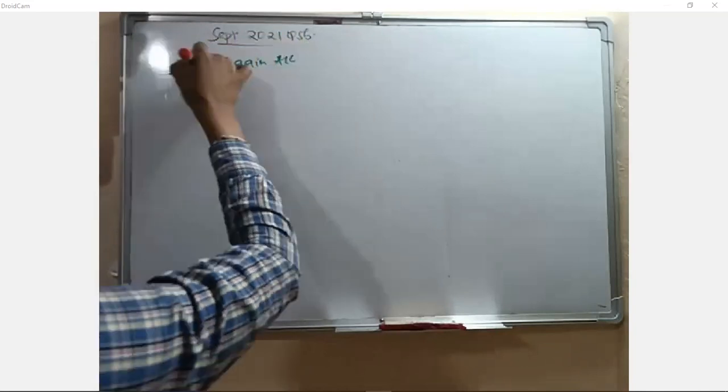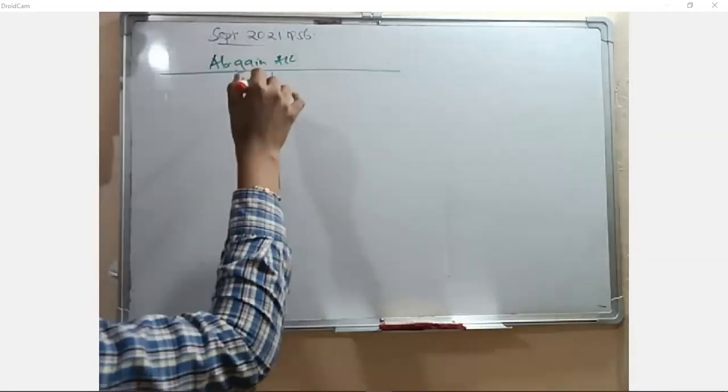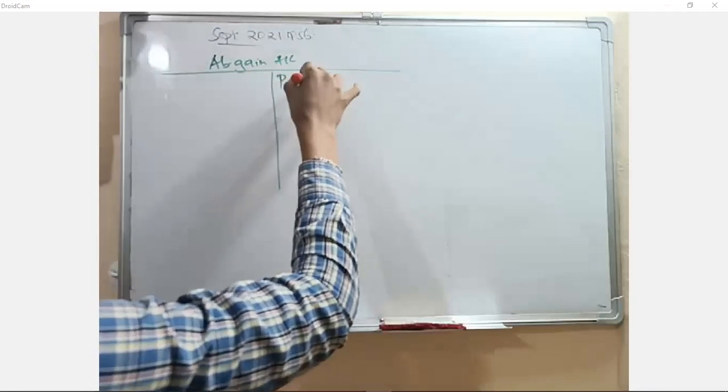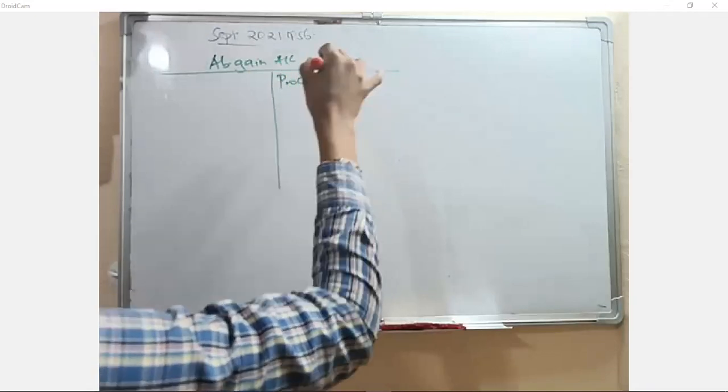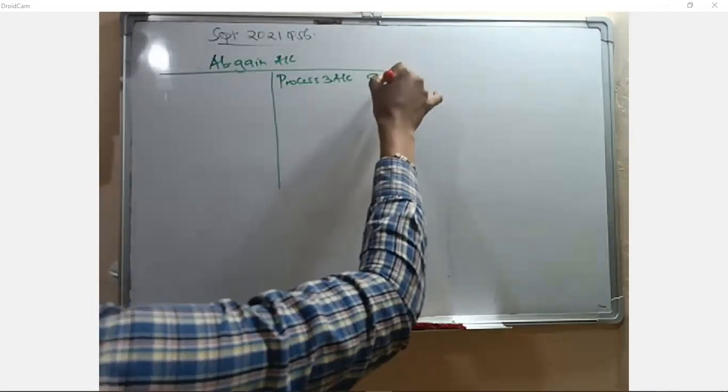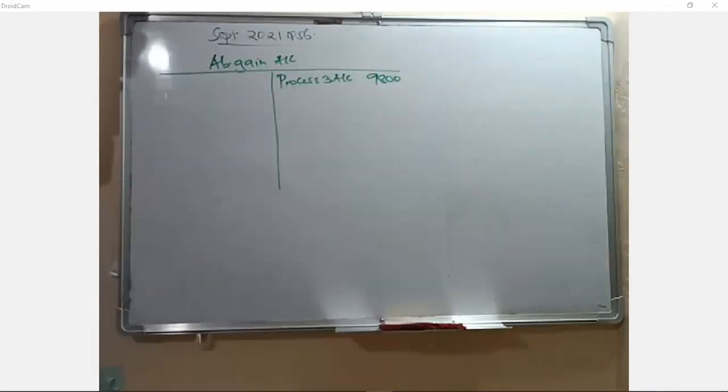So let us start with the abnormal gain. Abnormal gain account, right? It normally looks like this. So you can see those figures that we were getting there were on the credit side. So here you normally say, and it appears only in process three. So we just say process three account. Process three account, how much do we have? The total for the abnormal gain was 9,800, right?